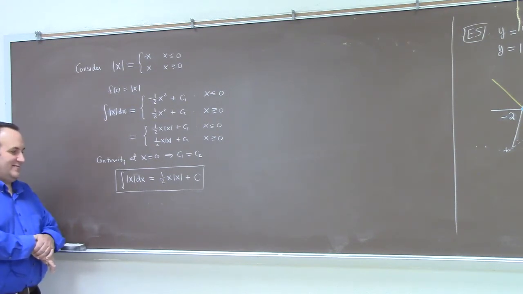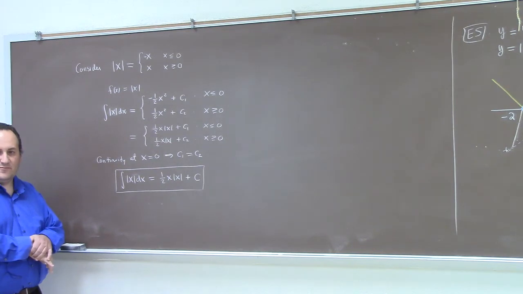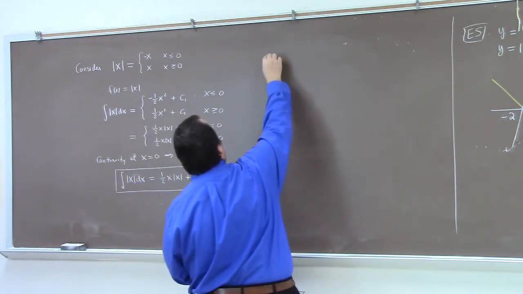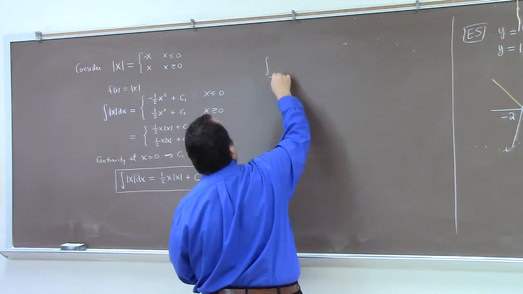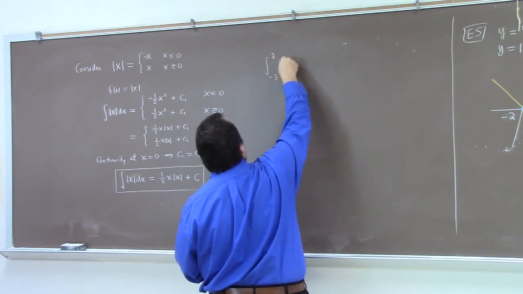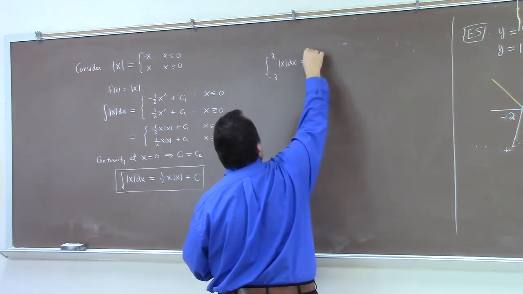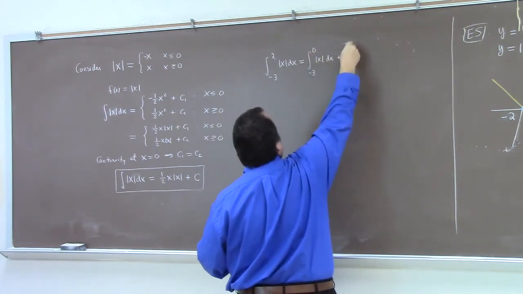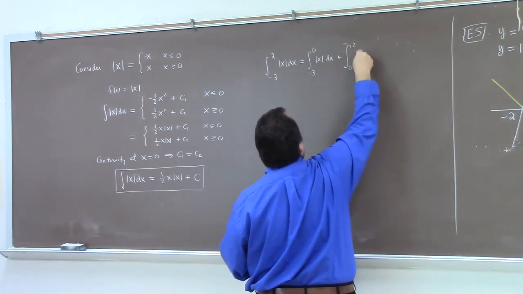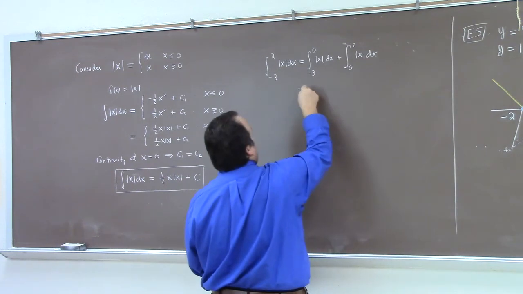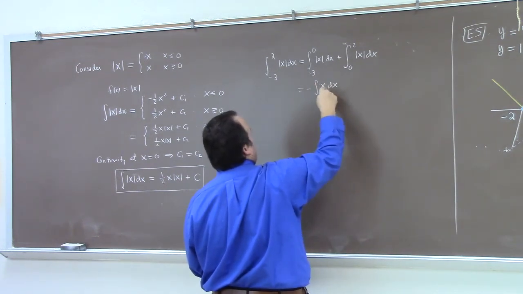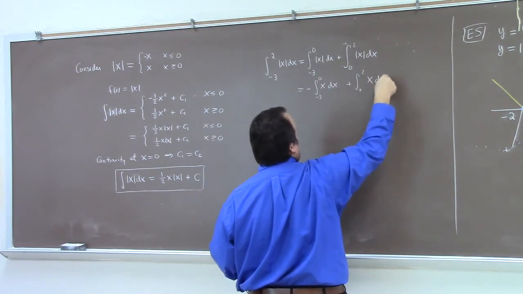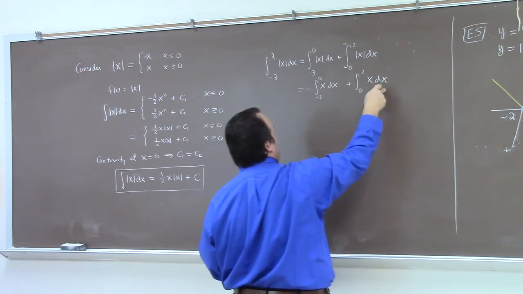Now you might say, oh, okay, great. Well, I would point out to you, previously, if I had, say, the integral from minus 3 to 2 of the absolute value of x dx, how would we have done that? I would have previously told you, you got to go minus 3 to 0 of the absolute value of x dx plus the integral from 0 to 2 of the absolute value of x dx, right? And then that's minus the integral of x dx from minus 3 to 0 and plus the integral from 0 to 2 of x dx, because the formula for absolute value is minus over here and plus over here.